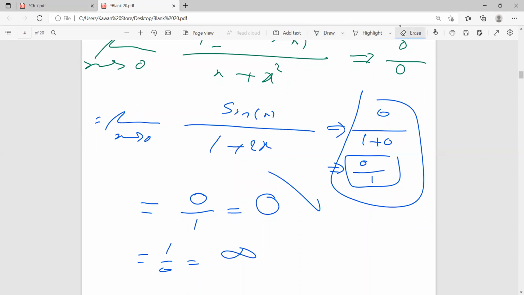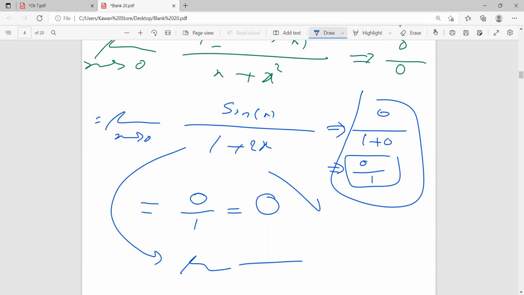If you made a mistake and used L'Hopital again, what would you get? Cosine over 2, and you would get 1 over 2. Am I right? But the correct result is 0. So using another L'Hopital here is not correct. Okay, dears? Okay, good.